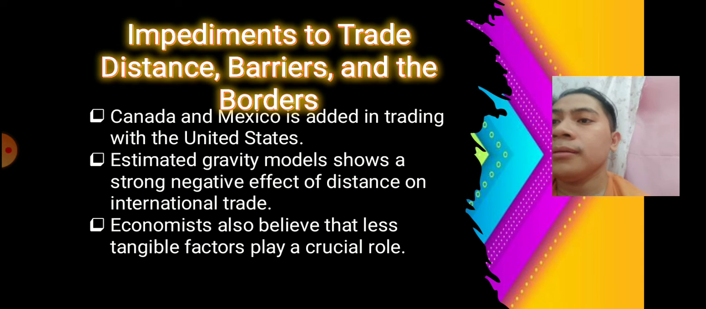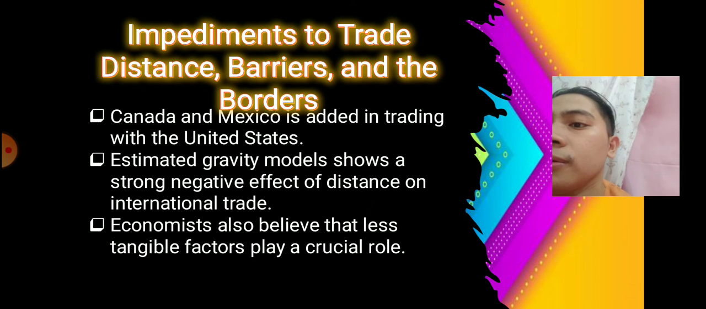Impediments to trade: distance, barriers, and borders. Canada and Mexico are added in trading with the United States. Second, estimated gravity models show a strong negative effect of distance on international trade. Third, economists also believe that less tangible factors play a crucial role.